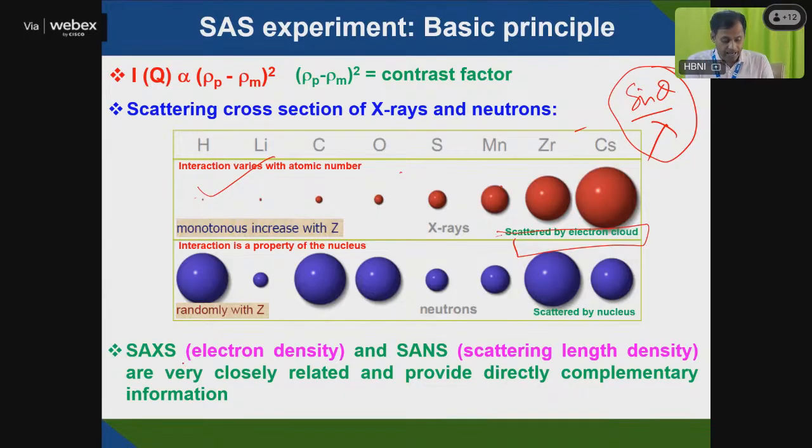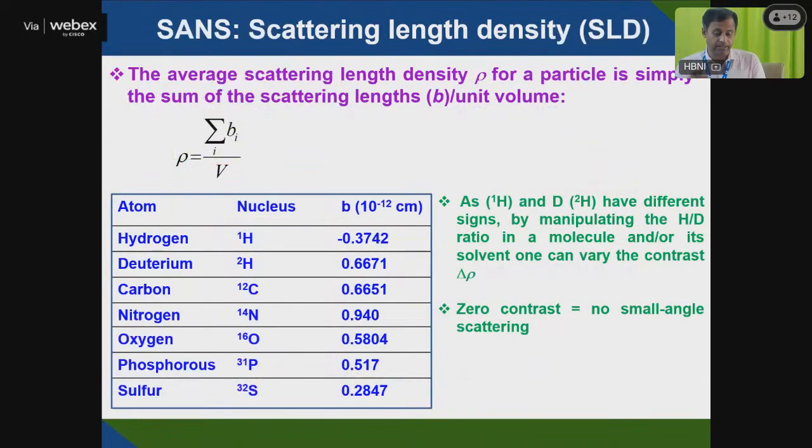So mainly SAXS, X-ray small angle scattering, uses electron density, whereas SANS uses scattering density. They are closely related, but they provide complementary information. So you'll get some information from neutrons that can support, or give the other properties that will be detected by X-ray scattering. Now the scattering length density that I mentioned in the case of neutron scattering, the terminology is called scattering length density.